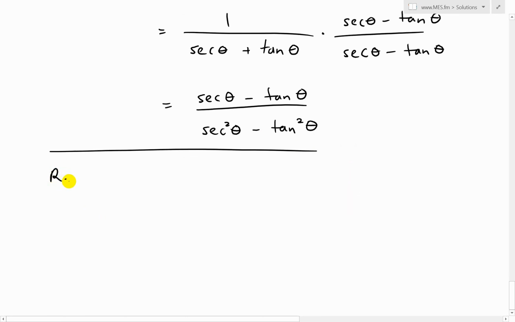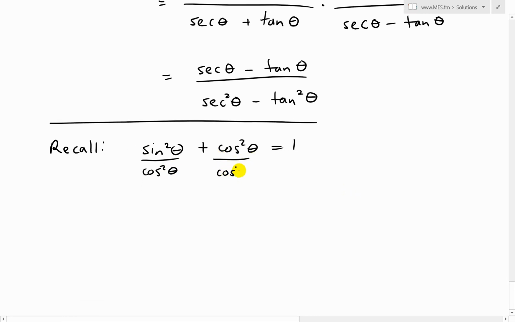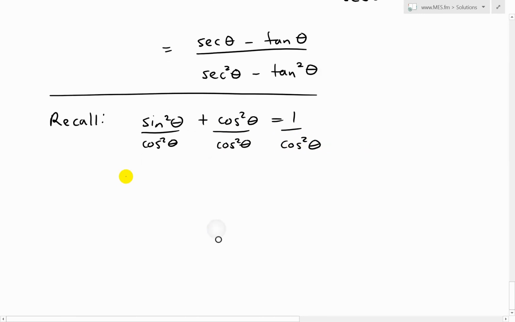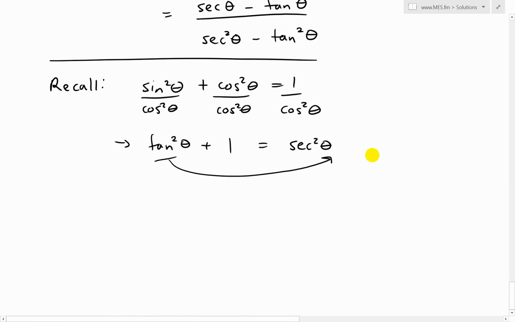So recall what we have is just a generic one, sine squared theta plus cosine squared theta equals 1. Now if you divide both sides by cosine squared, what we end up getting is cosine squared theta over cosine squared theta, this becomes tan squared theta plus, now this one just cancels, equals 1. This one now is secant squared theta. So now if we move this over to this side, we end up getting secant squared minus tan squared theta equals 1.